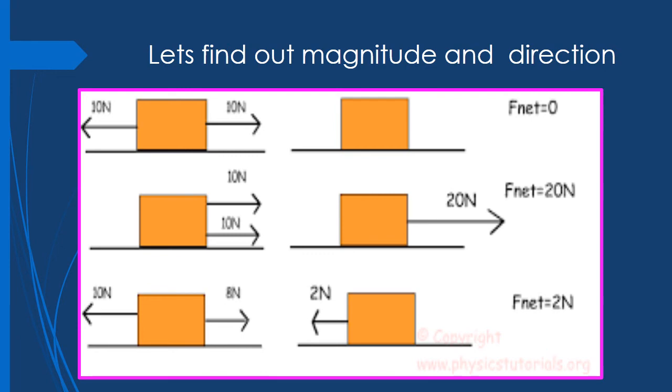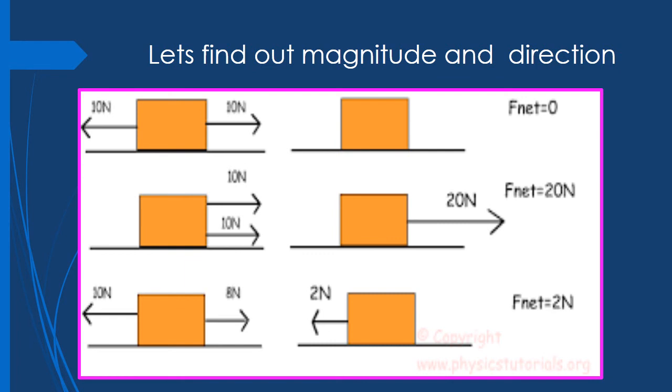In the second one, if you see, there are two forces acting on the block. Two forces both of same magnitude, 10 Newton, 10 Newton, but in same direction. So if they are in the same direction, we take the sum of the forces. So on that block, the combined effect of the force will be there, that is 20 Newton, and the block is going to move towards the right direction.